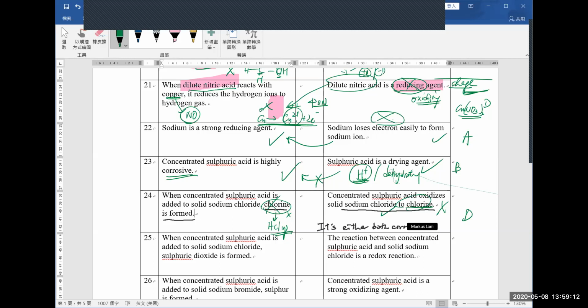25. Who's next? Chan Ho Hei. When concentrated acid is added to sodium chloride, sulfuric dioxide, so I don't know what's that. Very strange. You mean sulfur dioxide? Even though I write that, sulfur dioxide is not correct. Okay, it's a redox. Concentrated acid and solid sodium chloride is a redox.